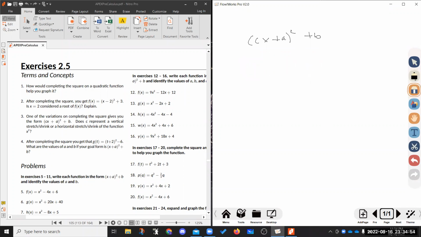So what we would do here to find what c is doing is we would set the inside equal to 0. And that's going to be how I'm going to shift horizontally so that I can find my new vertex. It's going to be at negative a over c.